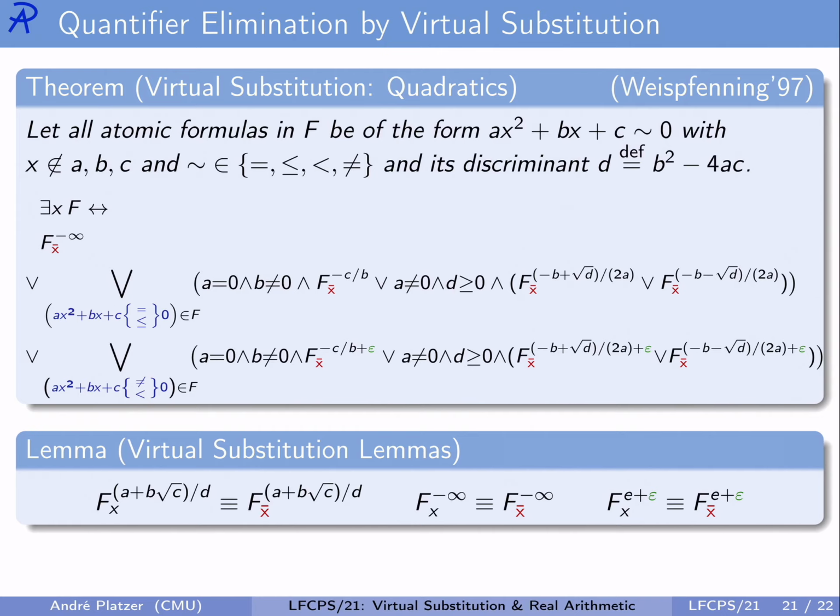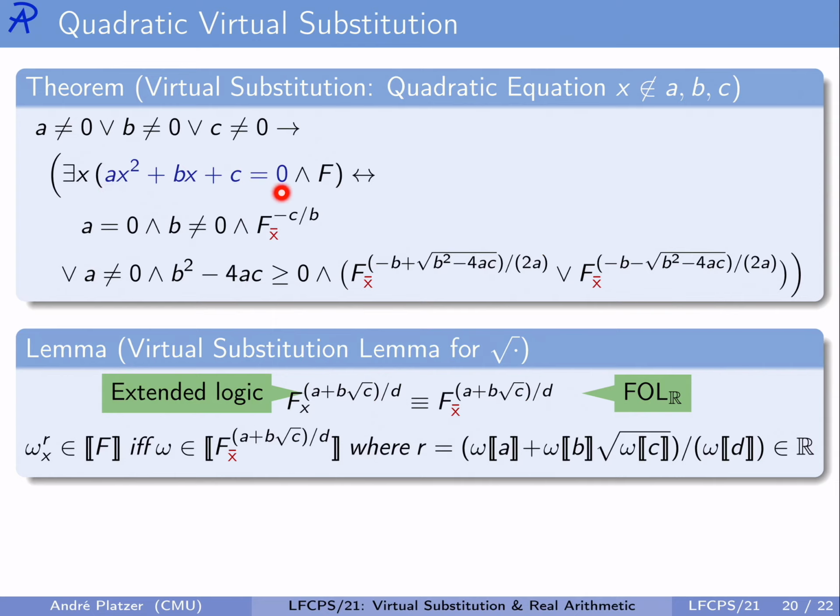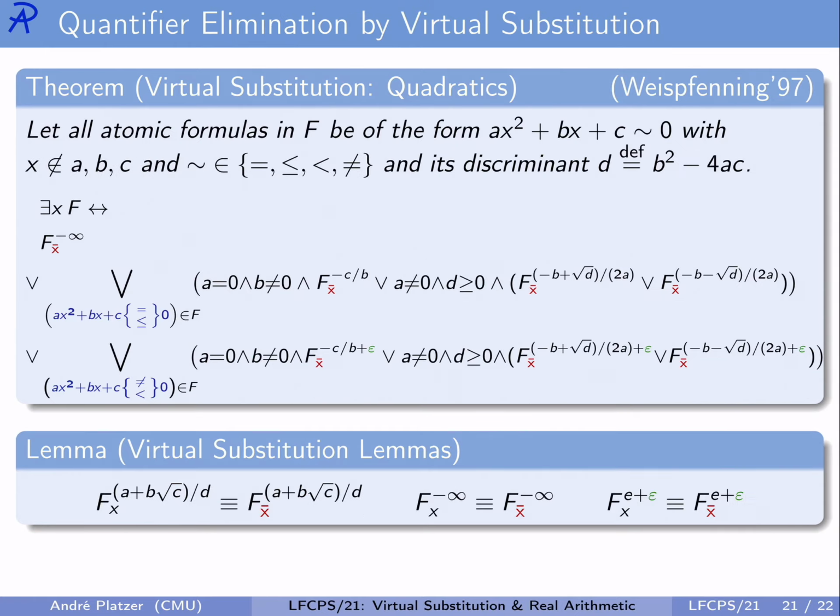Also notice that unlike in the virtual substitution equation case, where the equation is satisfied by construction, so only the remaining f needs to be virtually substituted, in the virtual substitution for quadratics with inequalities, we do have to keep the entire f around, so including the original conditions. And the virtual substitution lemmas make this correct. The ones that imply that literal and virtual substitution of square roots and divisions are equivalent, literal and virtual substitution of these infinities are equivalent, and literal and virtual substitution of infinitesimals are equivalent.